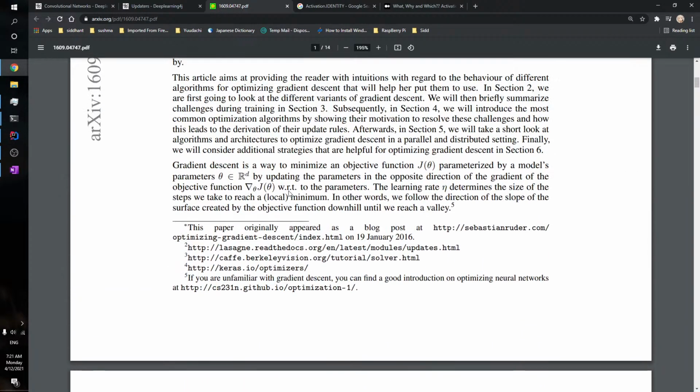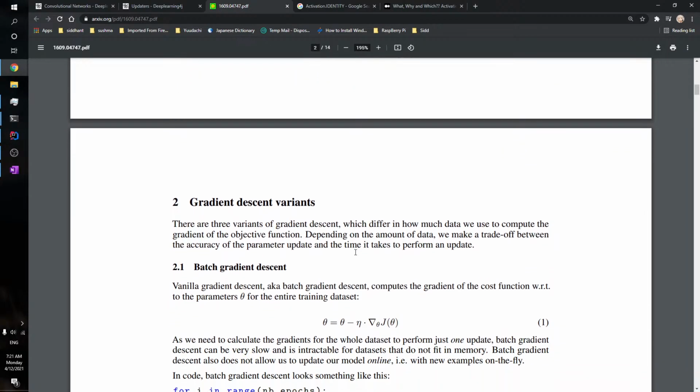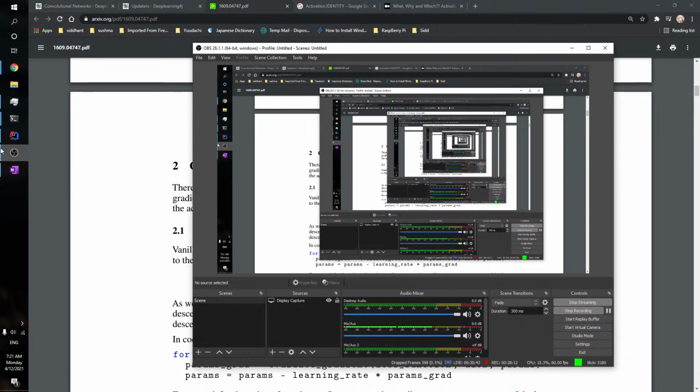So basically, if you guys remember the mountain example where you're trying to go down to the bottom, that's basically what it's saying. It tries to pull the thing down to the bottom where the mistake or the cost is the lowest, yeah. There are three variants of gradient descent, which differ in how much data we use to compute the gradient of the objective function. Depending on the amount of data, we can make a trade-off between the accuracy of the parameter update and the time it takes to perform an update.